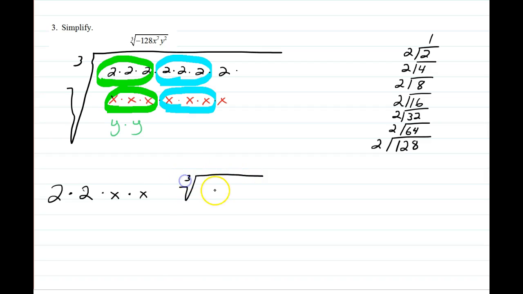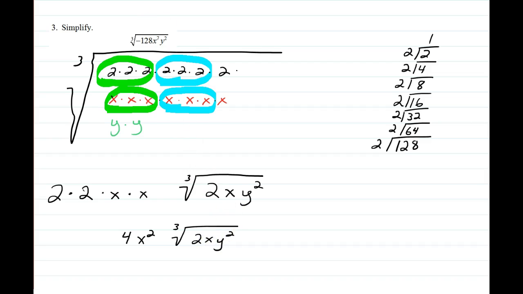So I have 2 times 1x times y squared. And then on the outside here, I have 2 times 2, which is 4x squared, and then the cube root of 2xy squared. So now we got to go back to this negative.